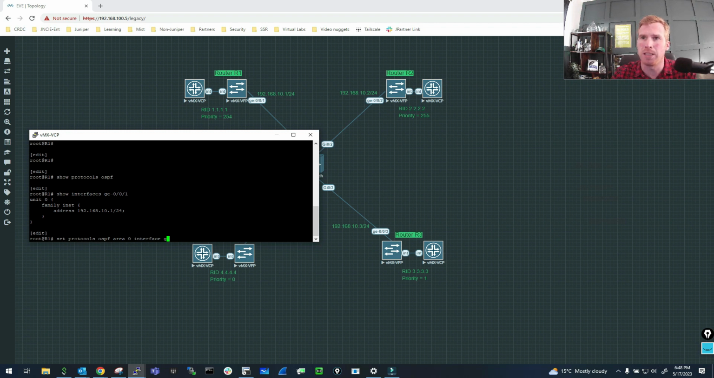Now we need to point it towards an interface. I'm going to do gigi 0/0/1.0. You don't have to do the dot unit or sub interface, whatever it may be, because Junos will automatically enter in the .0, but if it is a .1, .2, .3, it is therefore going to pick up the wrong unit.